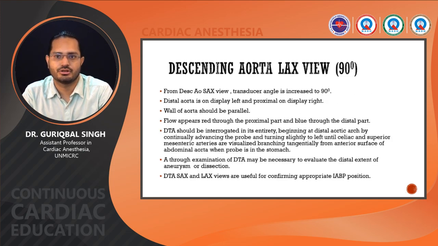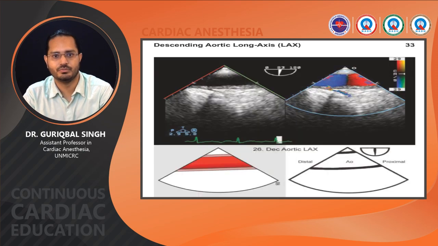Then the descending aortic long axis view: from the descending aortic short axis view, when we increase the angle to 90 degrees, we'll get this view. The distal aorta will be on the display on the left side and the proximal on the right side. The wall of the aorta should be parallel. Flow will appear red through the proximal part and blue through the distal part. This is our descending aortic long axis view.